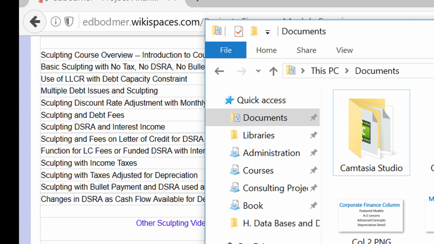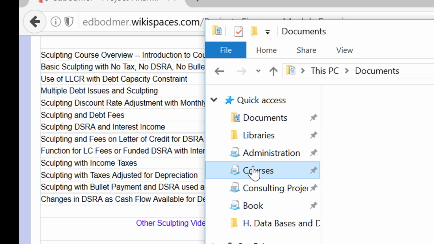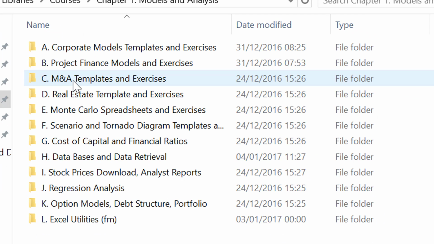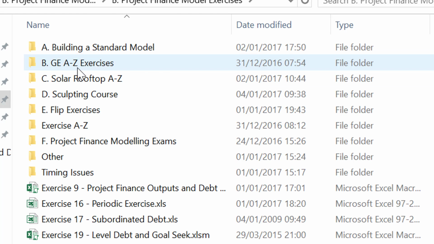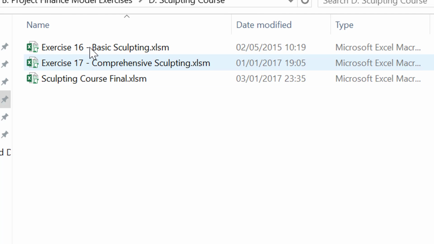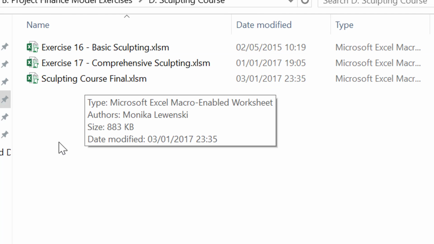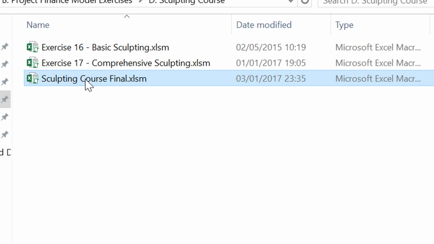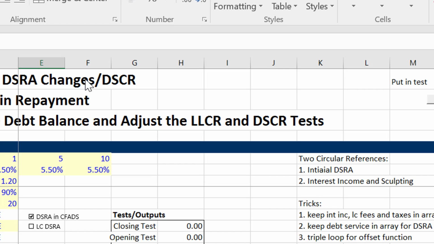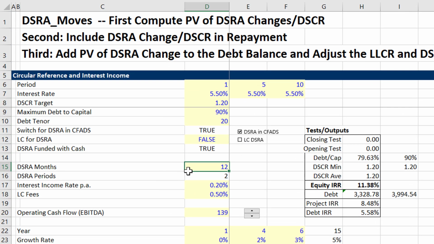And the key file to find is a file in Chapter 1, Project Finance Models. I changed the letters around a little bit, and we go to Sculpting Course, and there's one named Sculpting Course Final. Oh, look at this. These extensions are in here now because I was on the phone with Microsoft for a couple of hours this morning, because I firmly believe, I could be wrong, there's a bug in Excel 2016.